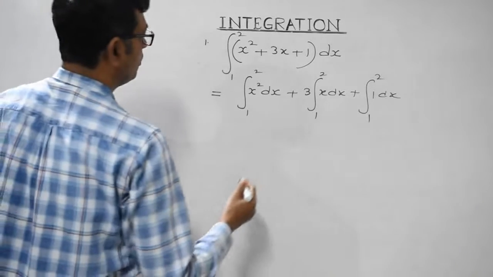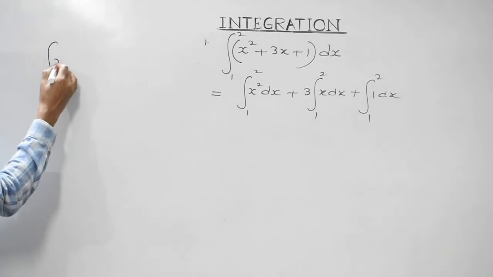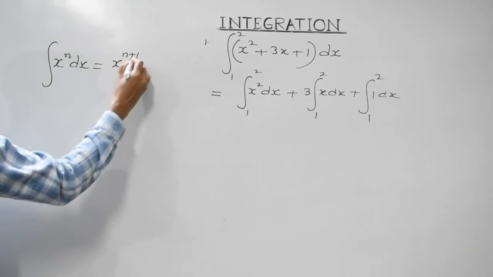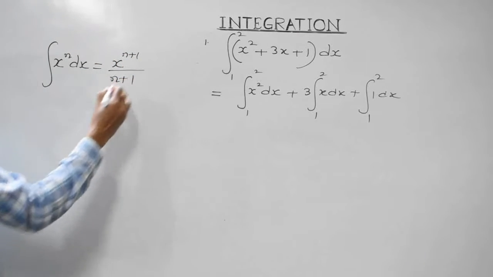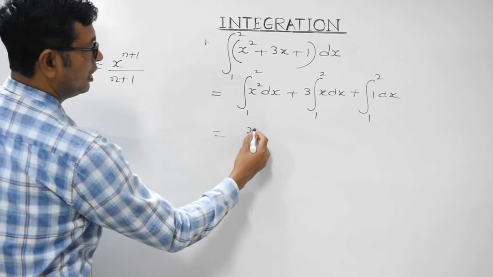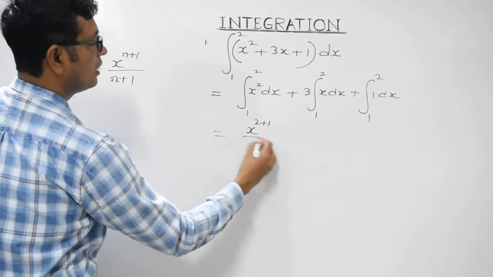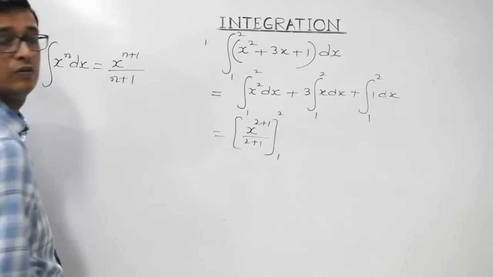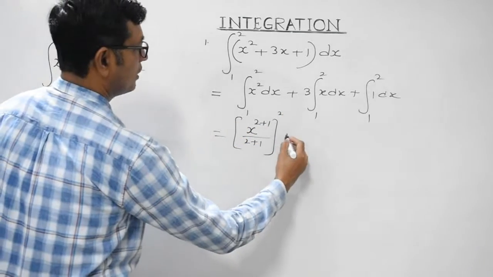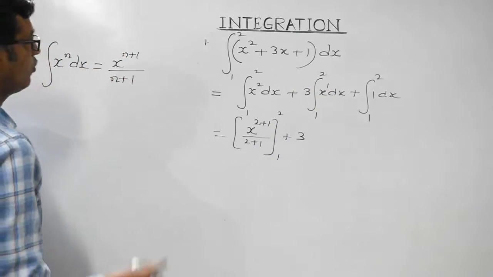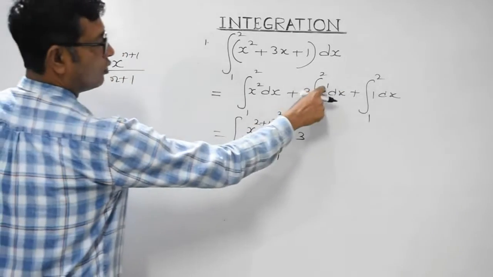Now, what's the master formula? We are aware this is the master formula: integral of x to the power n dx is equal to x to the power n plus 1 divided by n plus 1. So, what do we do over here? It will be x to the power 2 plus 1 divided by 2 plus 1, limits 1 to 2. Clear? Plus 3, the constant, can be taken outside. x to the power 1, n is equal to 1 over here.